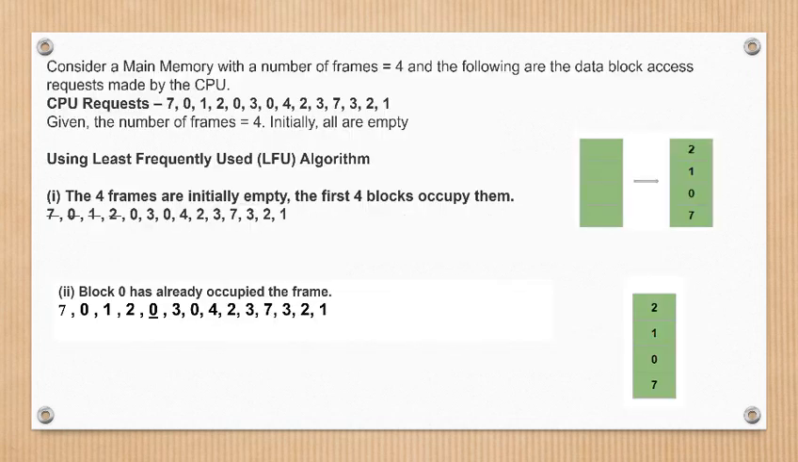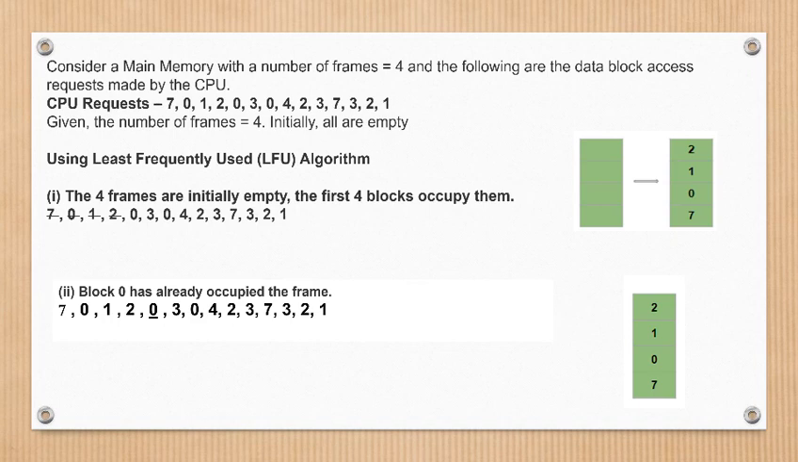Now, let us consider a main memory with the number of frames equal to 4, and the following are the data block access requests made by the CPU. Here we can see the CPU requests are as follows, and the number of frames is 4. Initially, all the frames are empty. By using the least frequently used algorithm, the 4 frames are initially empty and the first 4 blocks occupy them. That means block 7 is in the first frame, block 0 in the second frame, block 1 in the third frame and block 2 in the fourth frame.